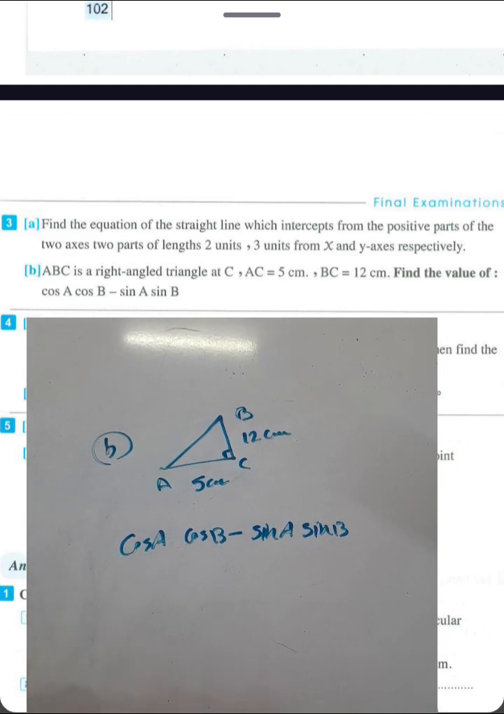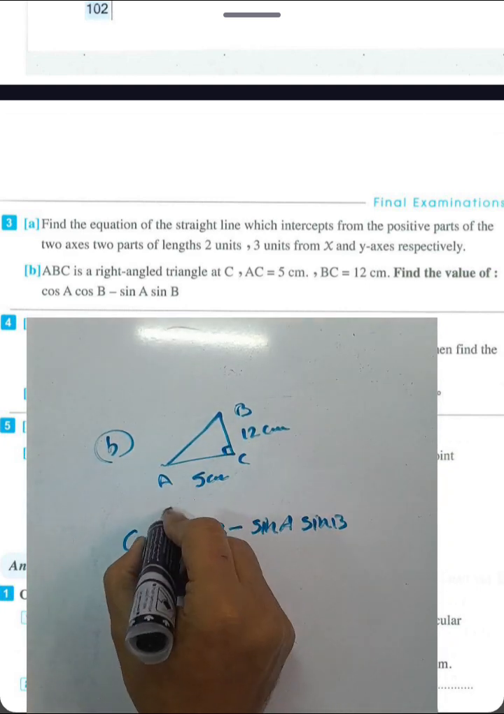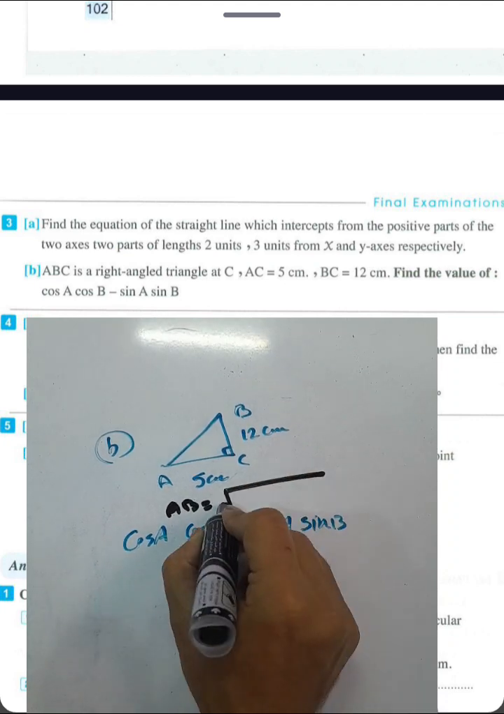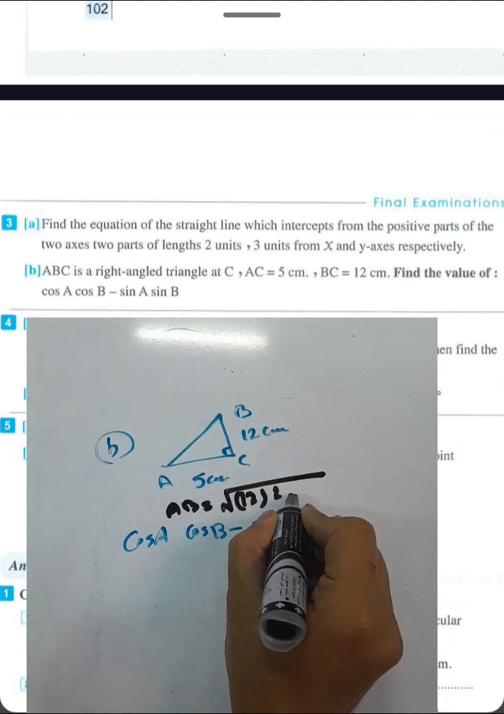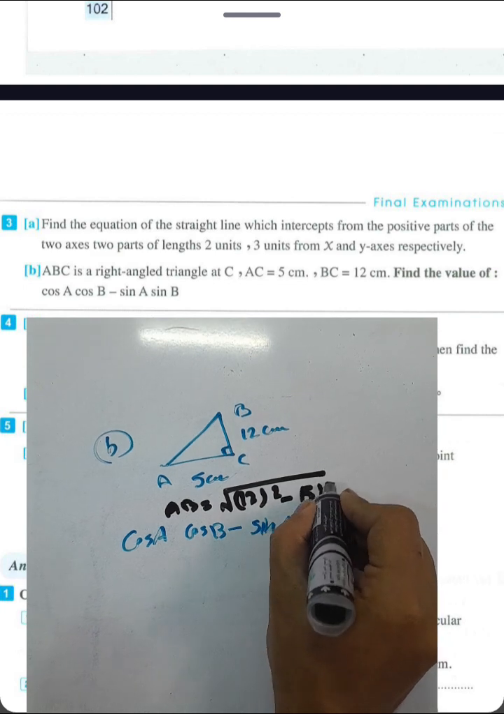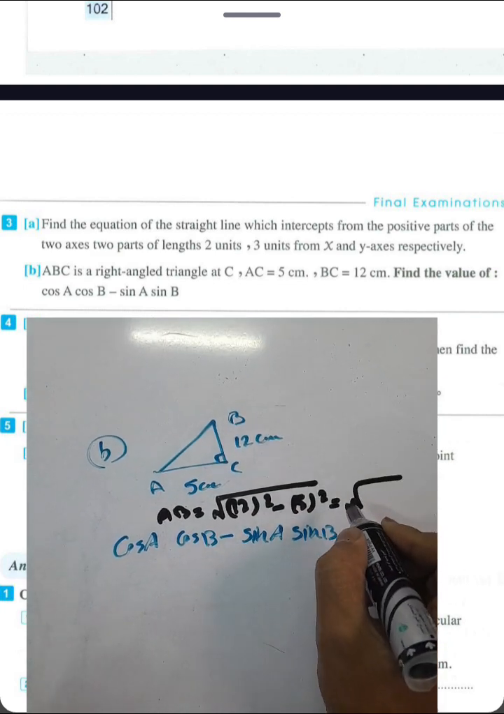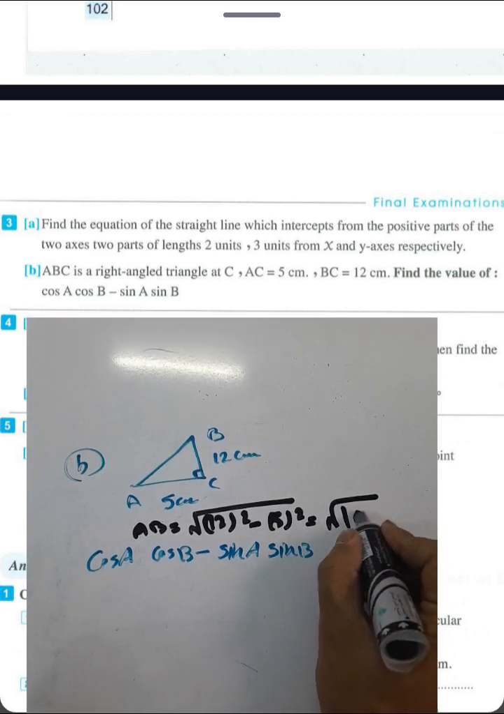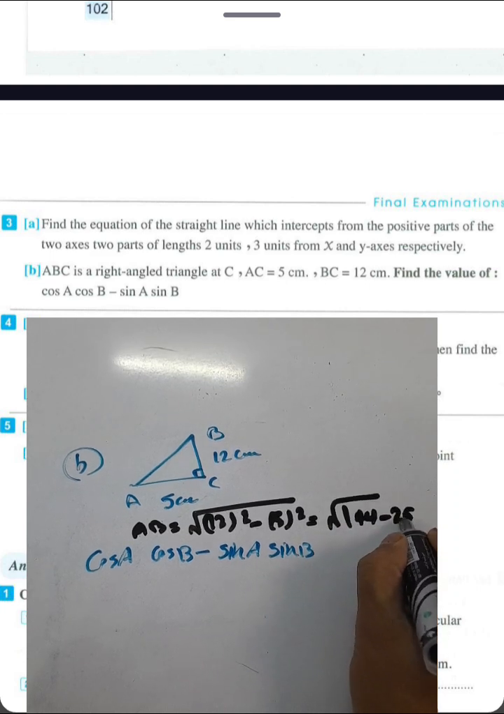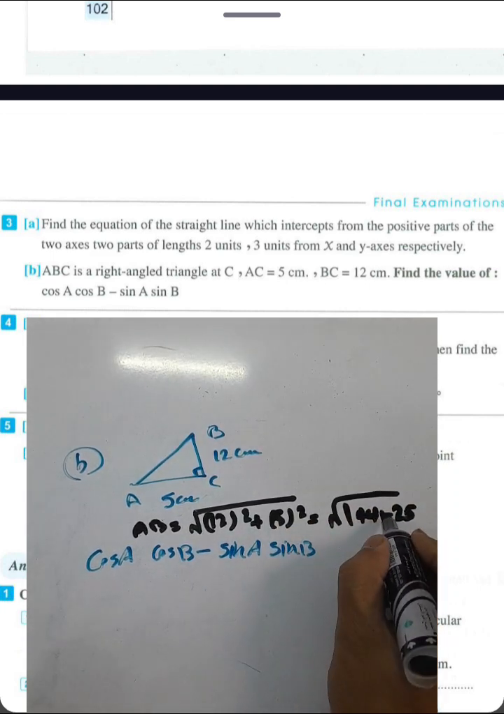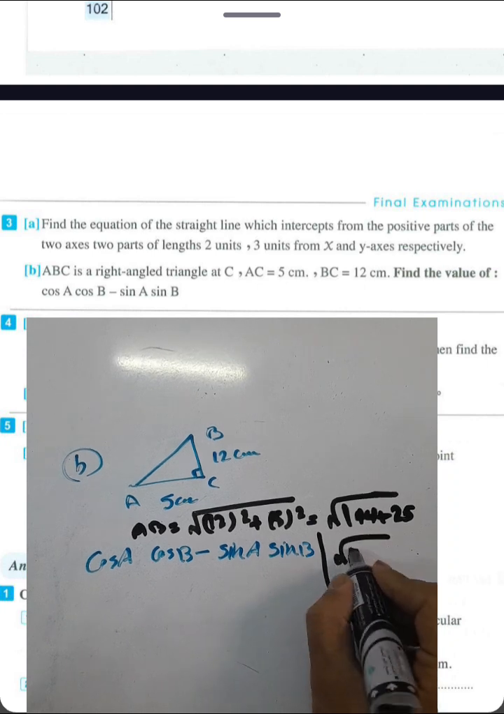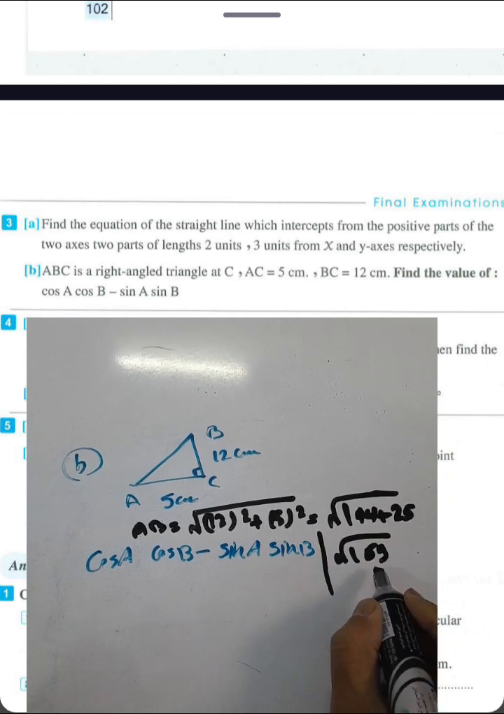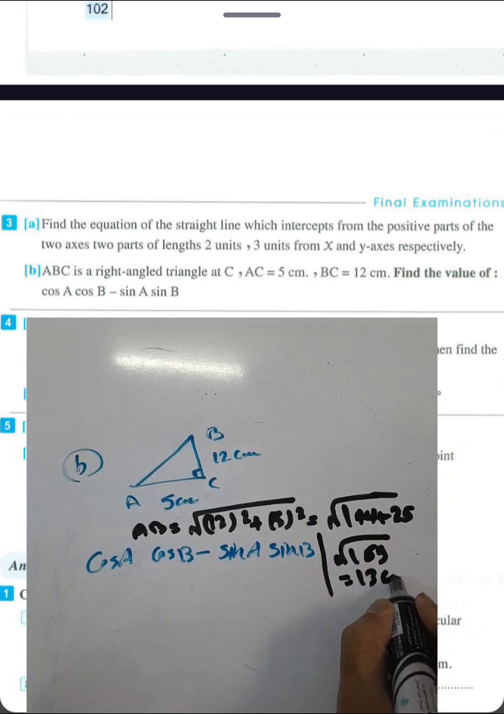First step, you can write the length of AB. Square root of 12 power 2, 12 power 2 will be 144, plus 25, because we are finding the hypotenuse. 169, it will be 13 centimeters.